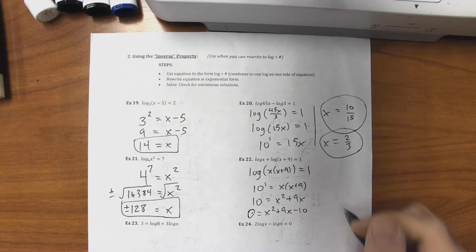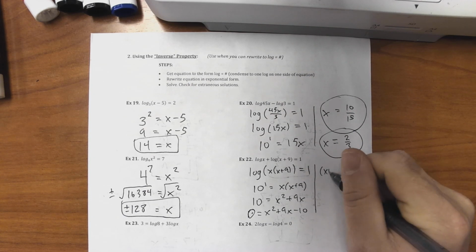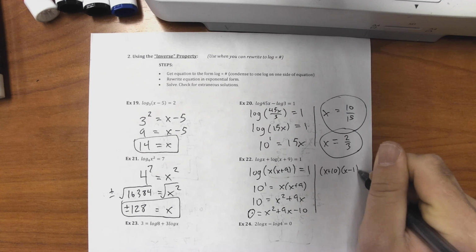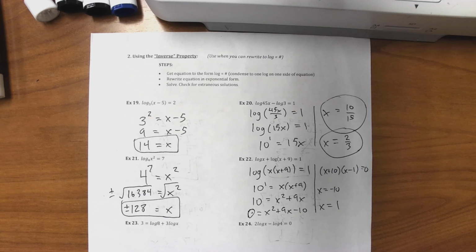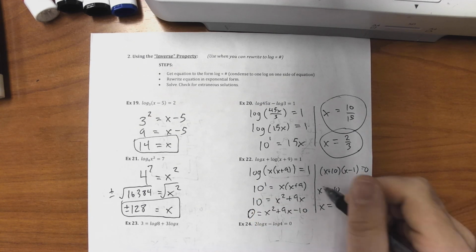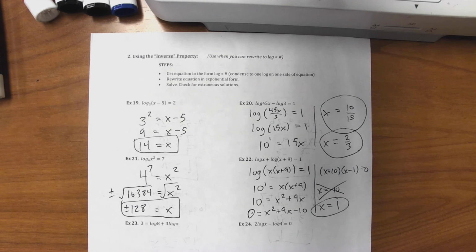Subtracting the 10 on over, we can factor that to x plus 10, x minus 1. We get negative 10 and positive 1 as our two potential solutions. Now notice when I go to plug these back into the original equation, if I plug in negative 10, I'm going to get negative inside the logarithm, which is extraneous. Won't work. X equals 1 is the only solution that'll work. So again, combine the logarithms, switch it to an exponential, solve the equation, check for extraneous solutions. Make sure if you plug it back into the original equation, you don't get negative inside the logarithm.